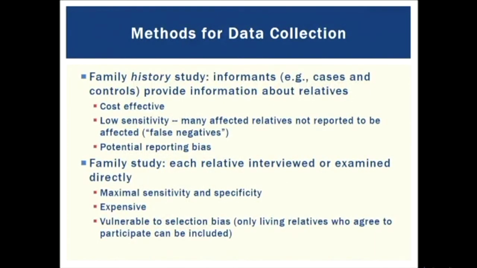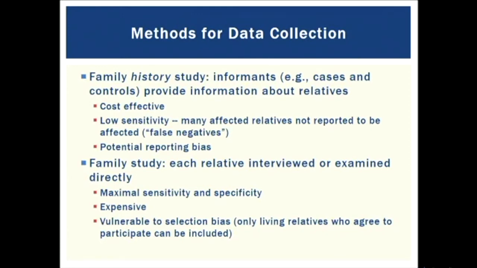In general, the methods for data collection fall into 3 categories. First, a family history study. This is a study where informants, generally the cases and the controls, provide information about their relatives. Just like you're asking them if they smoke, you ask them about their relatives. How many relatives do you have? Is each one of them affected? And you can design a careful interview to try to ascertain the disease in the family members.